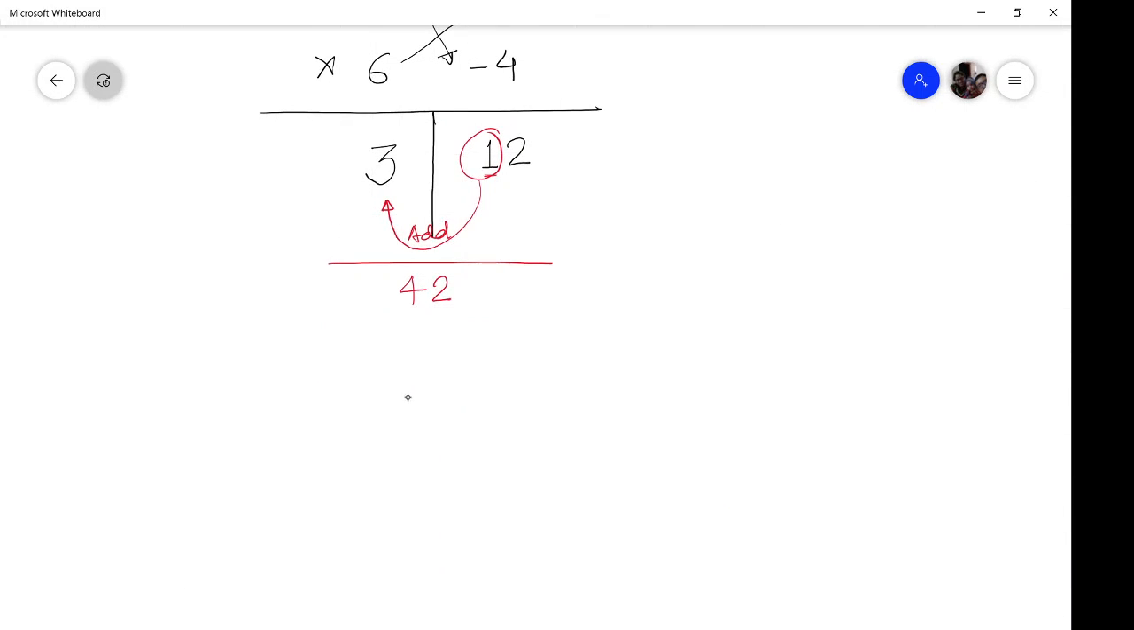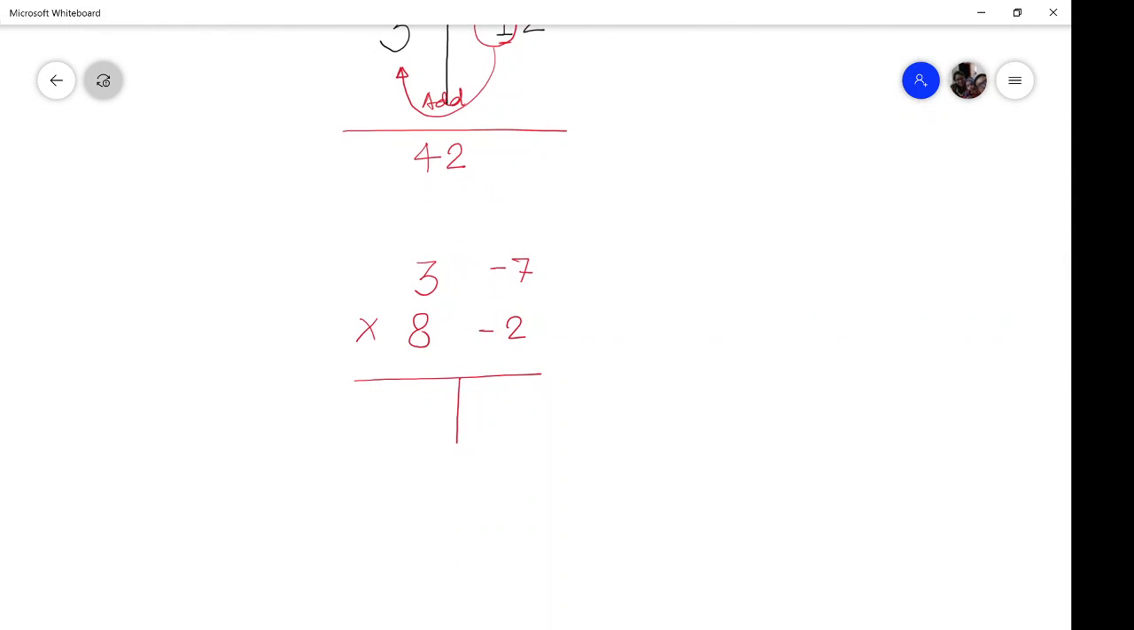Let us say you want to multiply 3 and 8. So how much is this differing? The base is 10, and this is differing by minus 7, and this is differing by minus 2. So you will follow the same procedure: 7 times 2 is 14, and when you cross add, because this is much simpler, it will come out as 1.